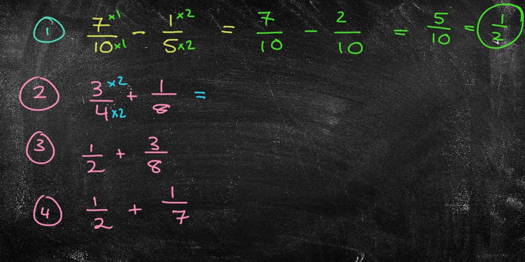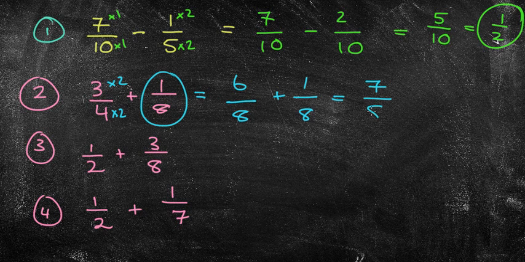All right, so for this question, I'm going to times the bottom by 2 and the top by 2 just on the first fraction. Why did I do that? Because I can now put them both over 8. So 4 times 2 is 8. 3 times 2 is 6. This is already in eighths. So I add them together to make 7/8. Hopefully you got that one right.